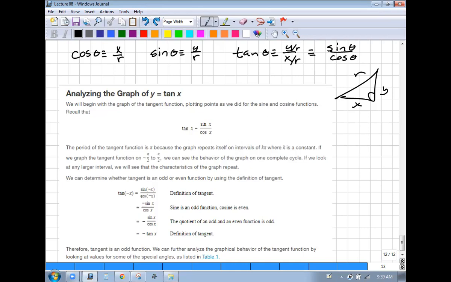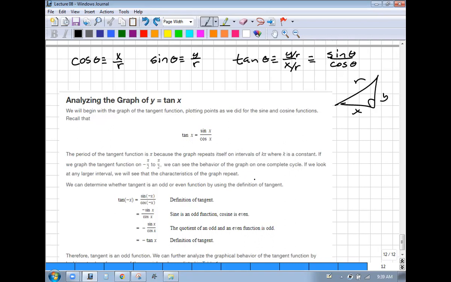Now, one thing you want to look at here is the fact that since sine is odd and cosine is even, that makes tangent odd. Basically, if you replace the input with a negative version of it, the sine is odd, so you can pull that minus sign out front. The cosine is even, so you can throw its minus sign away, and you just end up with a negative sine over cosine. So it tells you something about the graph. It's anti-symmetric, and we'll see that here in a minute.